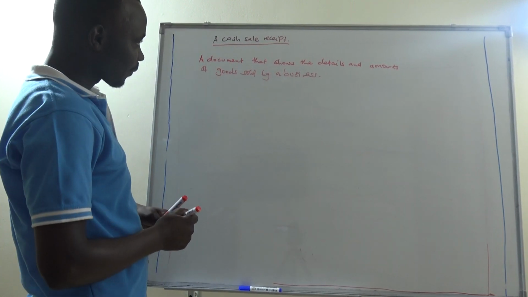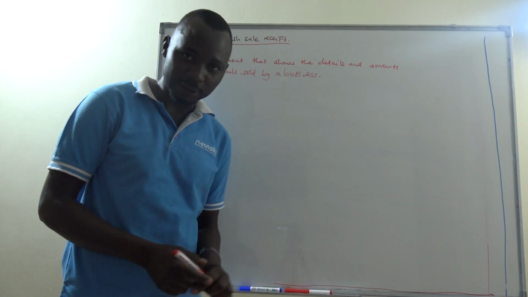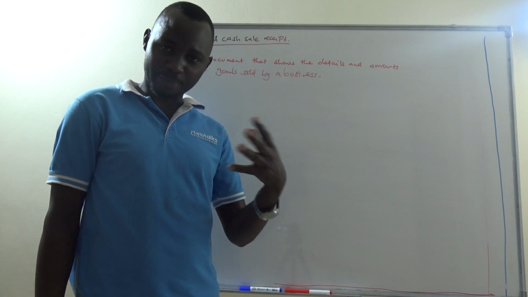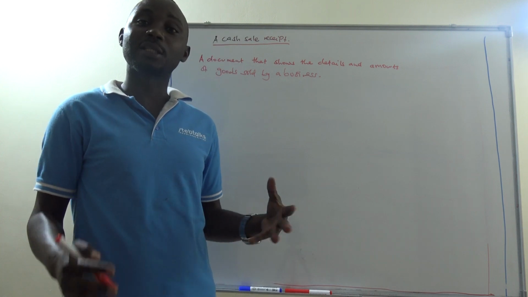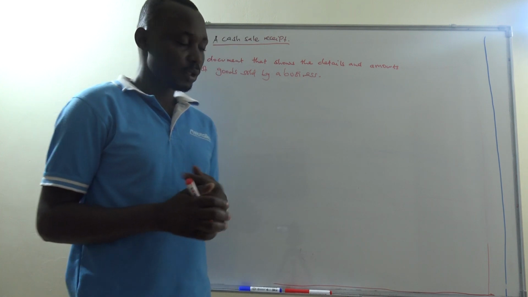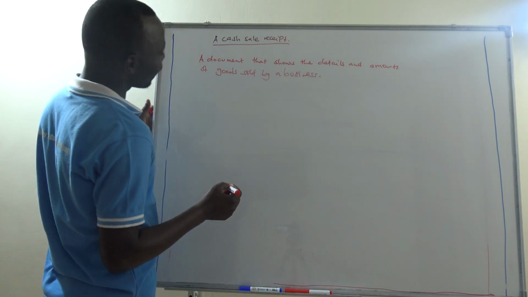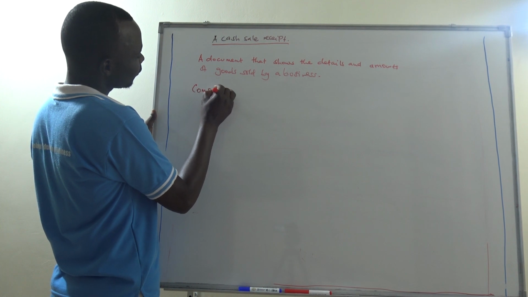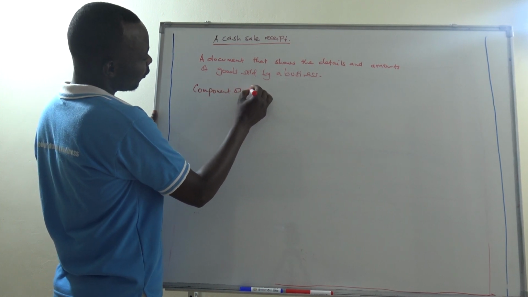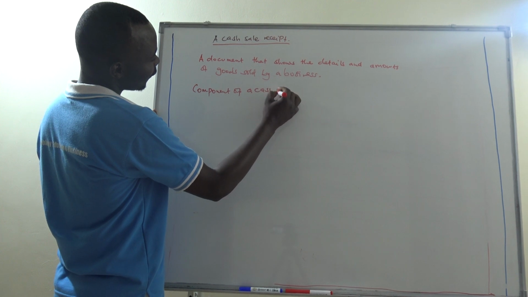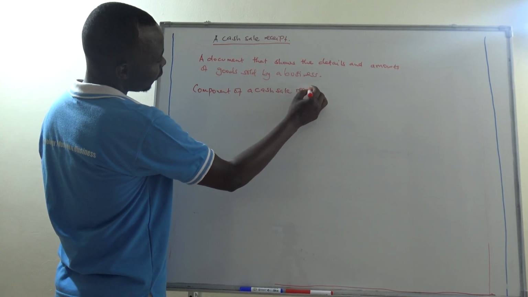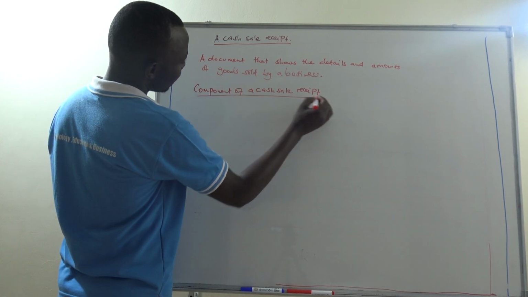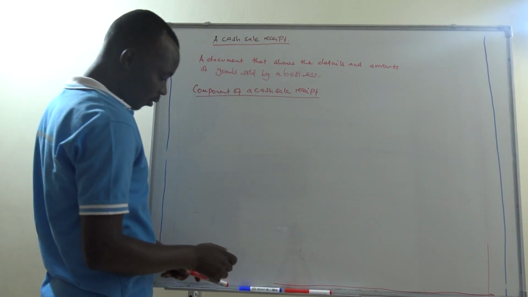That's what we say. But today we are not looking at the definition. We are looking at designing it and preparing it. How does it look like? So, we're going to look at, first of all, the components of a cash sale receipt. What is the first component?